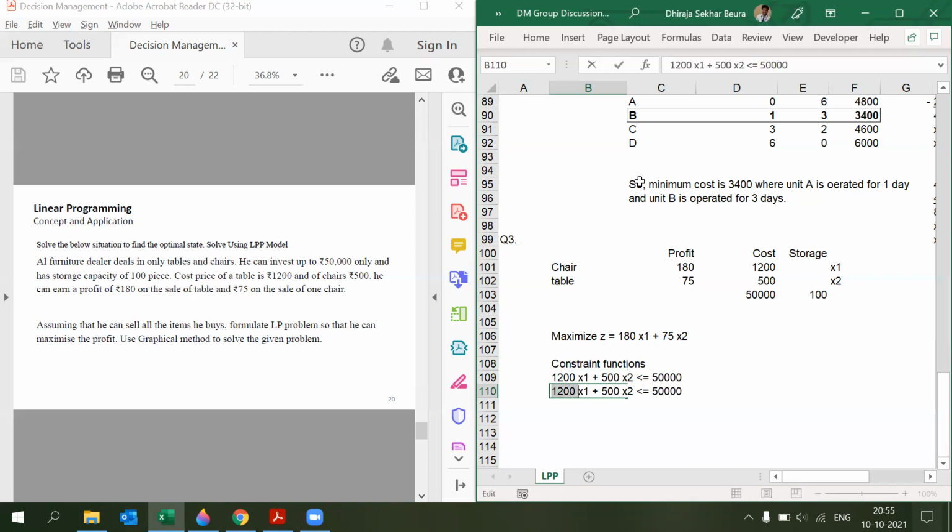Did everybody get it? Whatever is there under profit will be our objective. And whatever is under cost and storage will be our constraint functions in this question. If no doubts, can you please solve this question and tell me the answers?